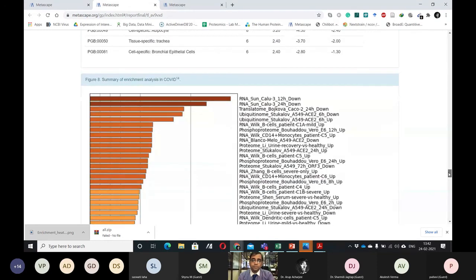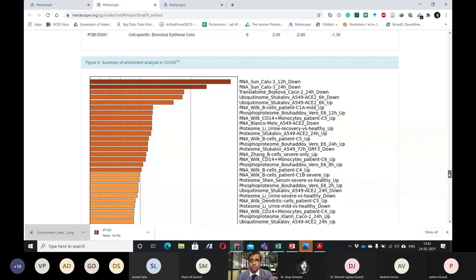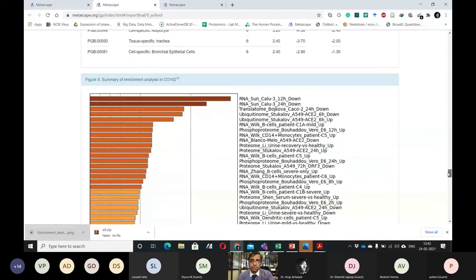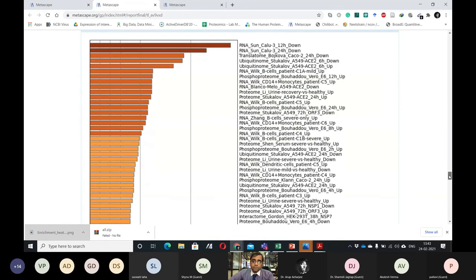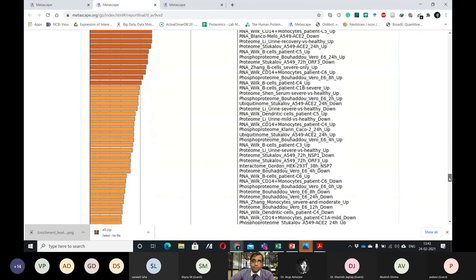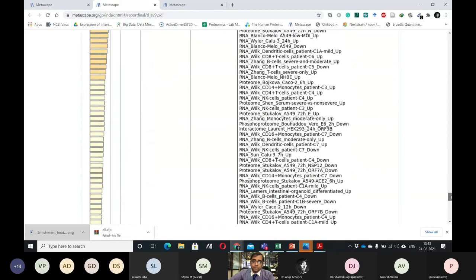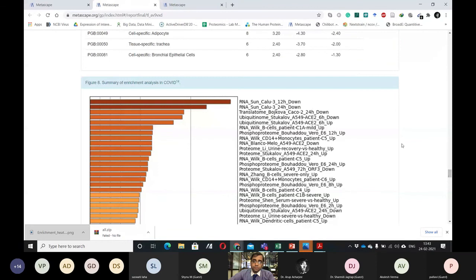And the final summary analysis is an enrichment analysis in COVID, which I did not discuss because it's something very particular to COVID. But since it is a COVID data set, the software has very smartly detected that there is a significant match between what we are reporting and what other people have already reported. So these are omics data sets from published COVID-19 analyses. And since ours was data from COVID-19, we can see there is so much match with already published data sets.